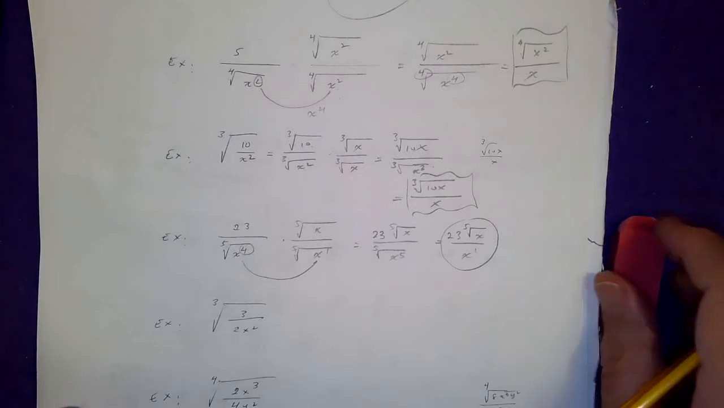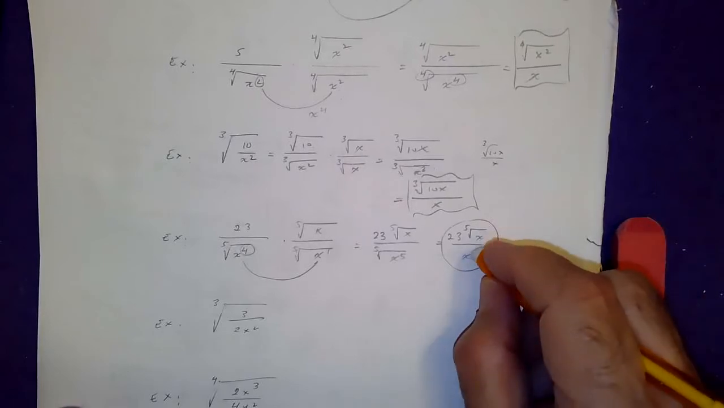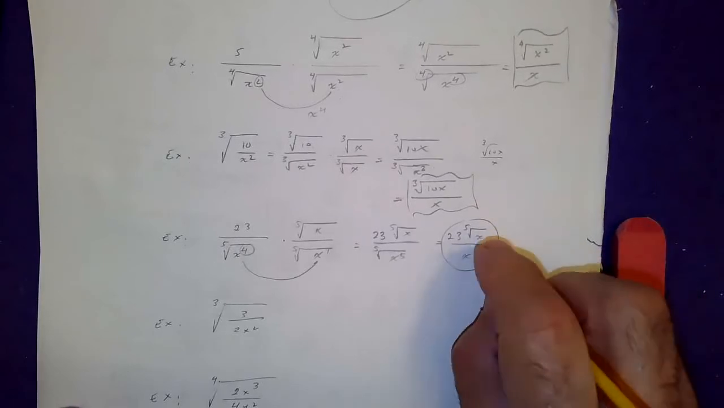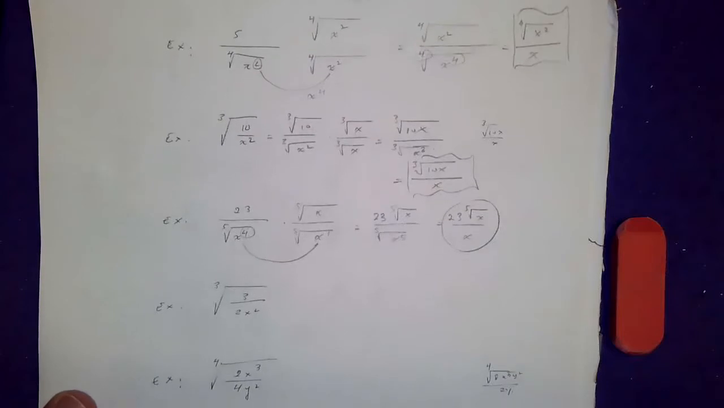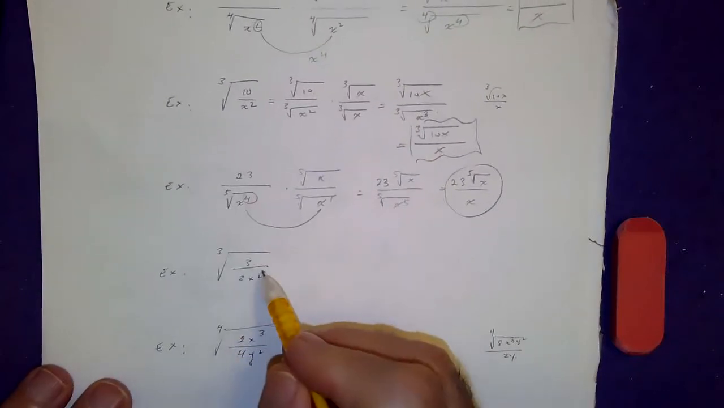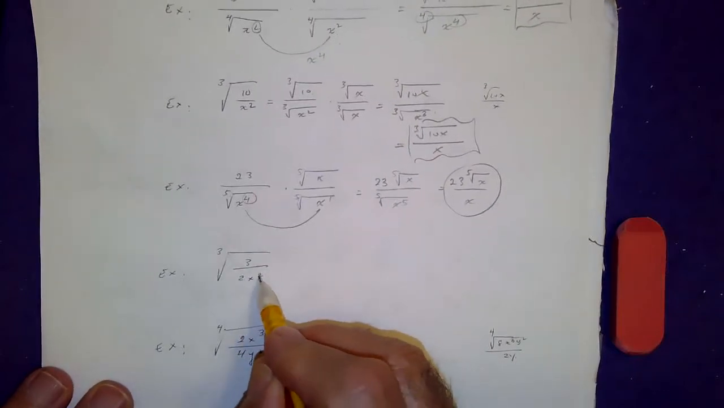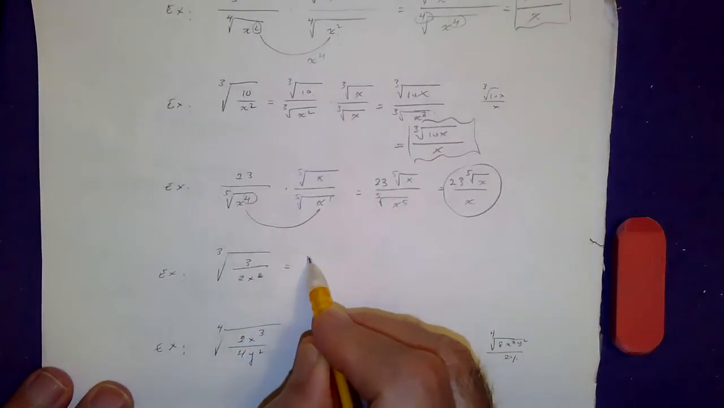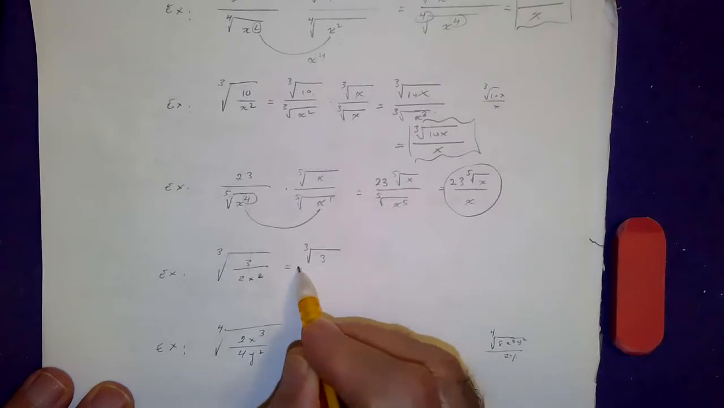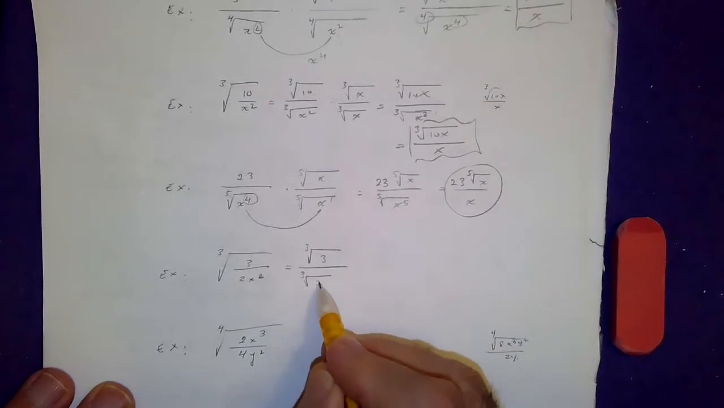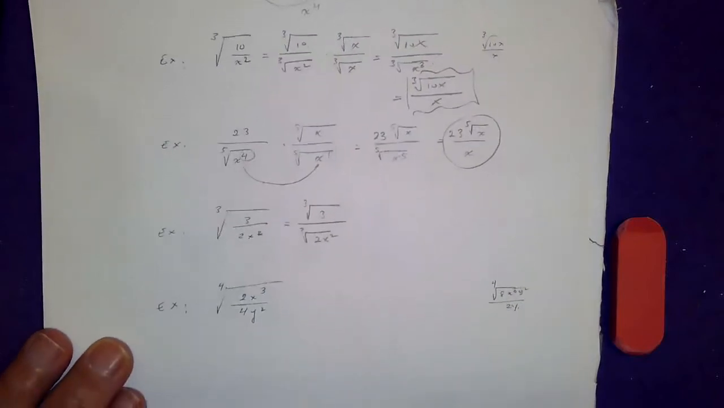There's no need to show the what? First power. That would be redundant. The cube root of 3 over 2x squared, same as before. So this is the cube root of 3 divided by the cube root of 2x squared.